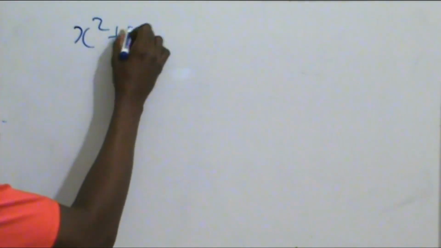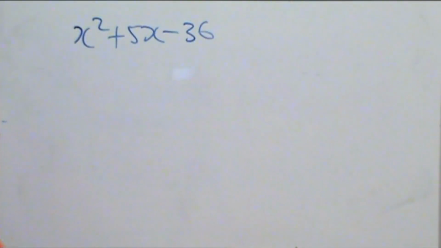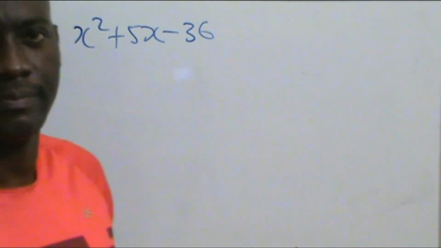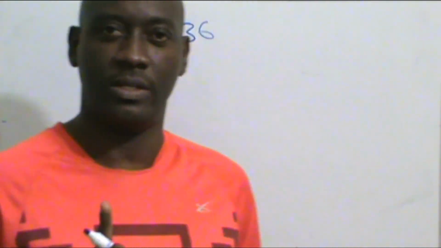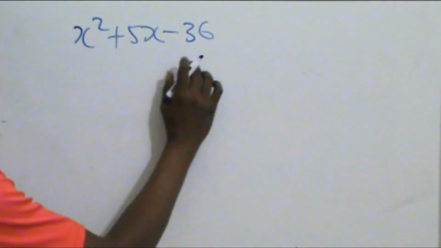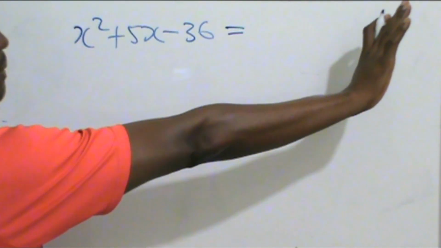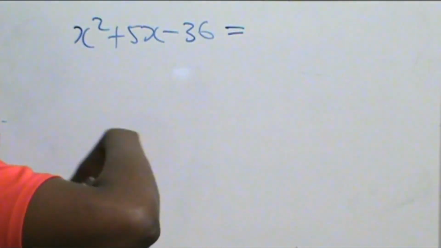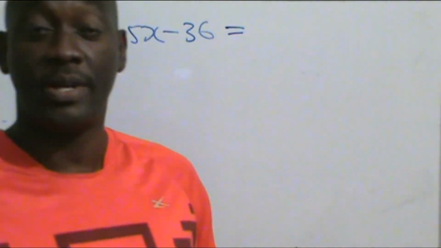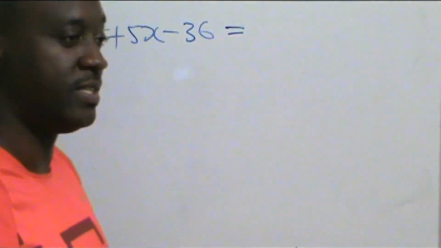Alright, so let us start with the very first one. We have the expression x squared plus 5x minus 36. That is an expression. As soon as you introduce an equal sign, it becomes an equation. In other words, this expression is equal to something over here. Alright? It could be some number, or it could be some other expression, or, watch this, it could be our good friend 0.